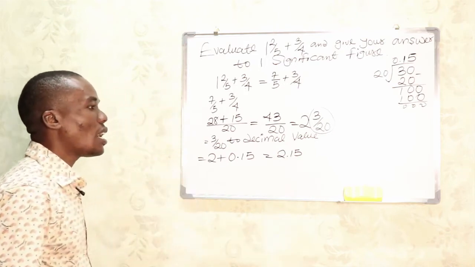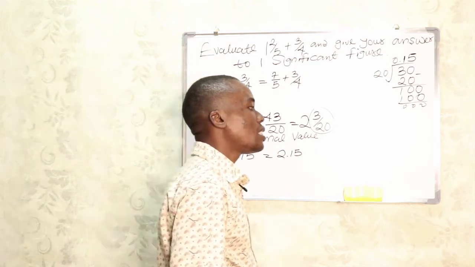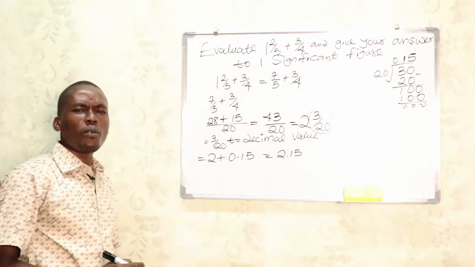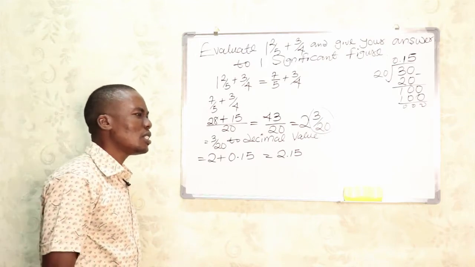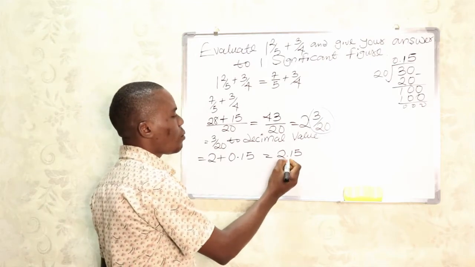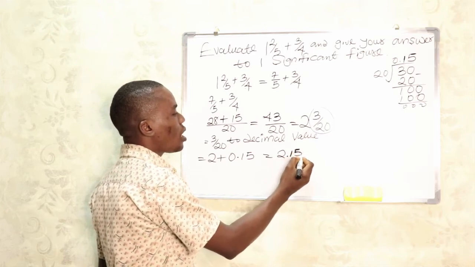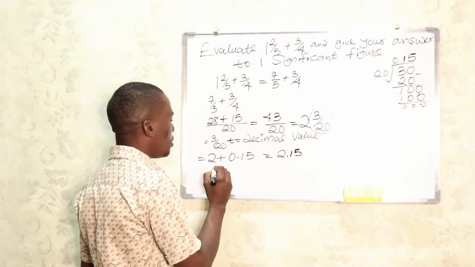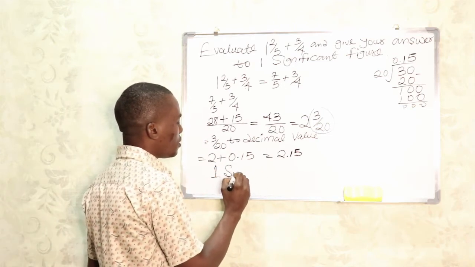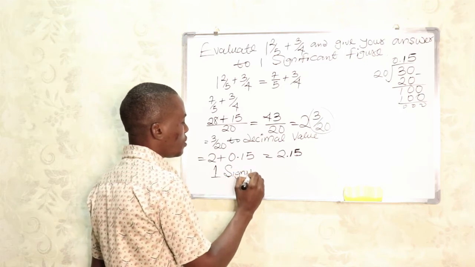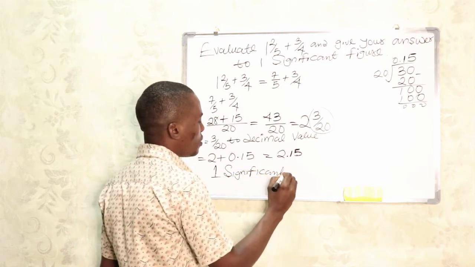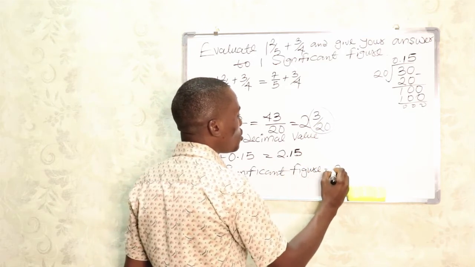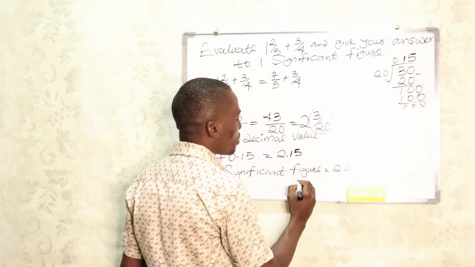Now the question you are asked is to convert this to one significant figure. Now when asked to convert this to one significant figure, remember this is a decimal point and the only value they want you to have there is just one figure. So if we convert this to one significant figure, we are going to get the value 2.0.